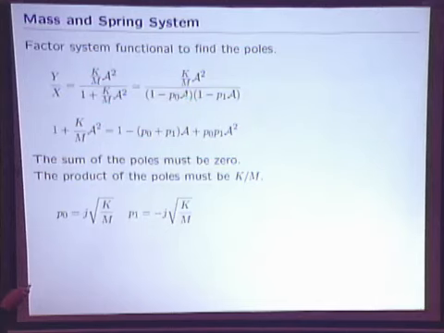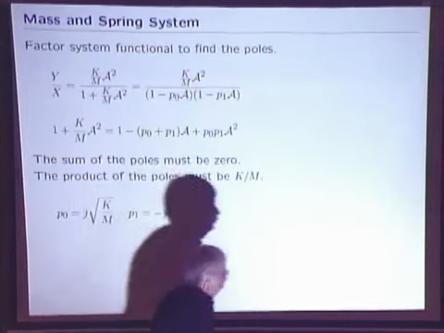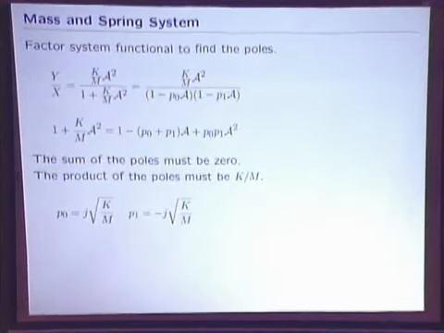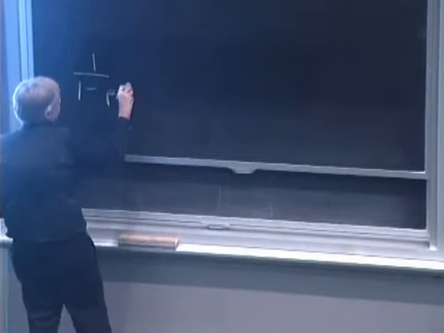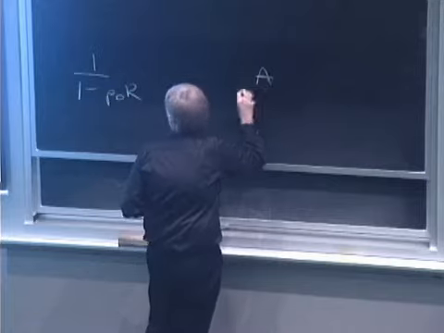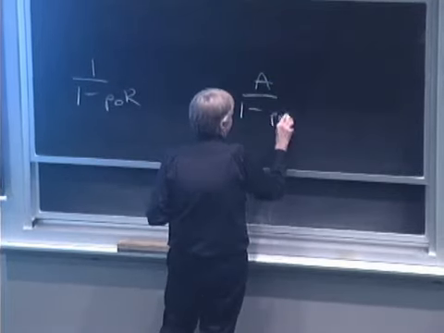So one way you can think about this is to force the second order system into a canonical form. The canonical form for DT was 1 over 1 minus p naught r. For CT, it's a over 1 minus p naught a.